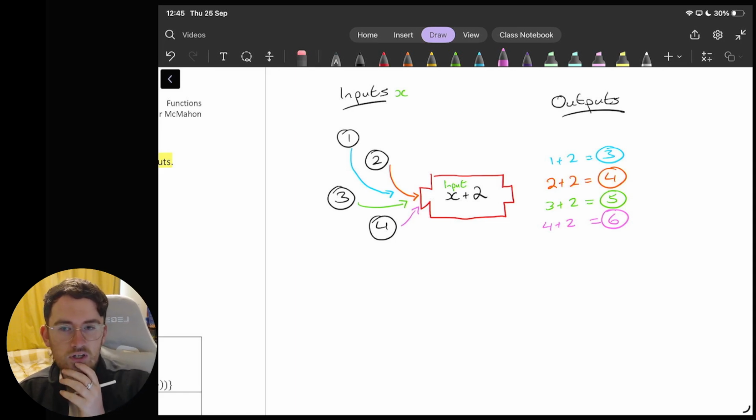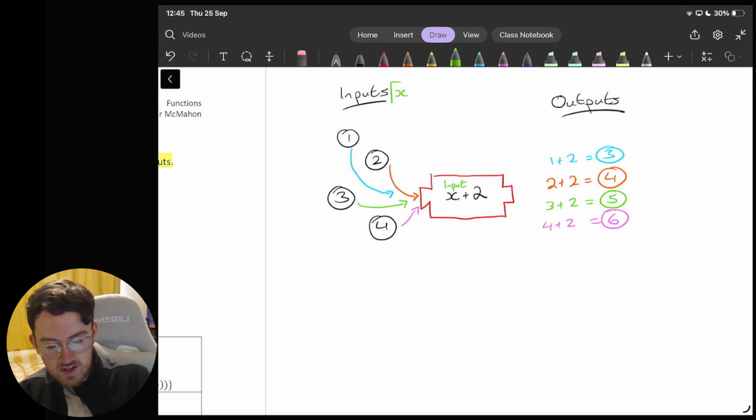So every function we look at is going to be treated in the same way. We are going to have certain numbers that we're going to treat as inputs, and usually for those we will use the letter x.